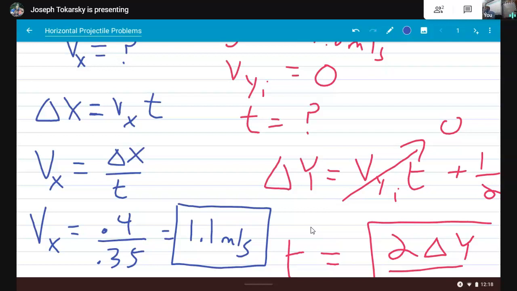So keep remembering, a lot of times you're going to have to solve for t in these problems, even though they don't ask you for it. How you solve for t just depends on your givens. You use whatever givens possible to figure it out. Any questions on this one? All right, number 3.